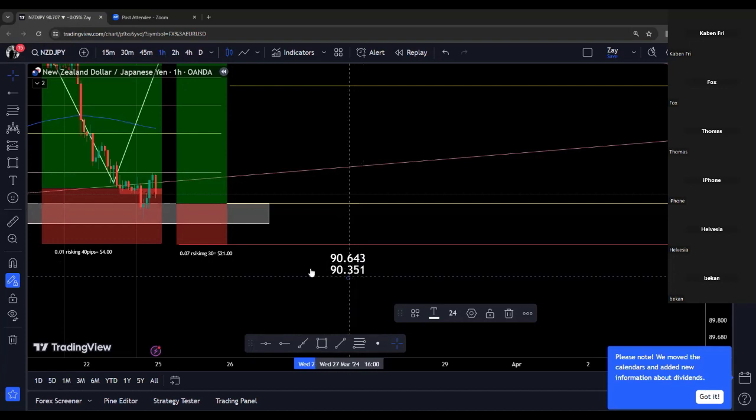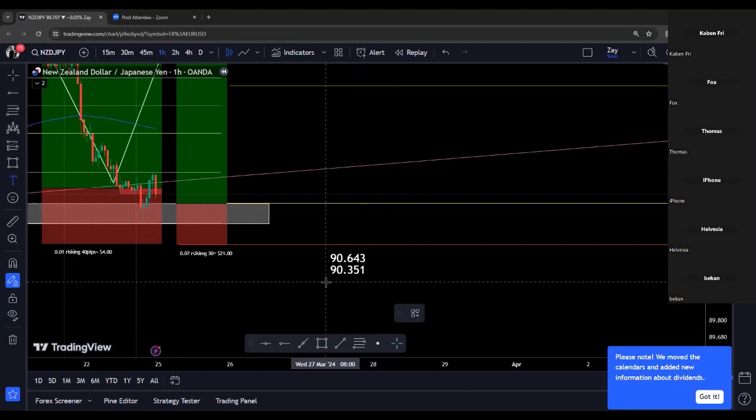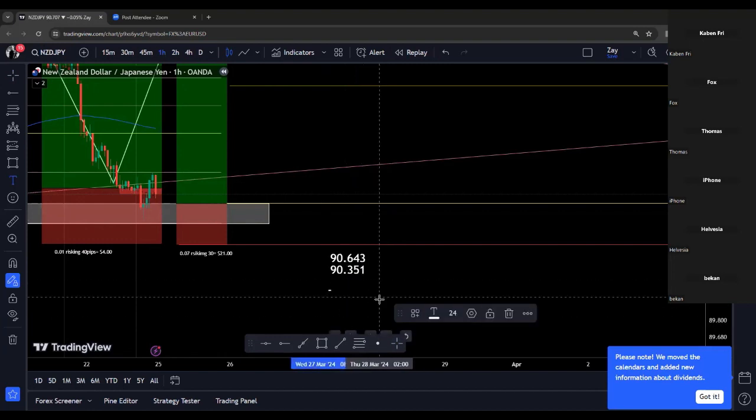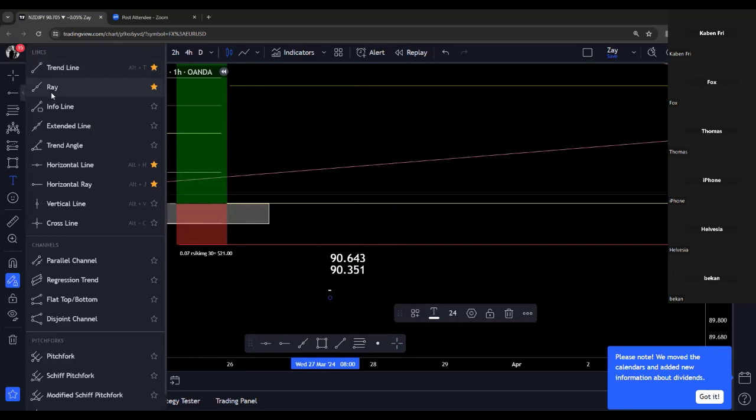So the way that you really want to do it is just subtract 90.351 from 90.643. And we really don't even pay attention to that last digit, because we're not worried about the very last one. This is called a pipette. So the last digit is the pipette. This is the pip, the next to the last, so like I said, two places to the right.